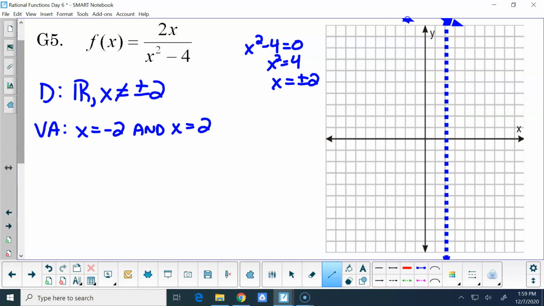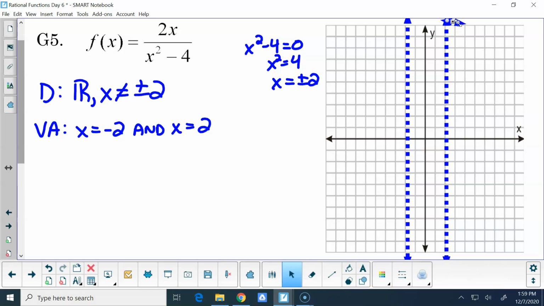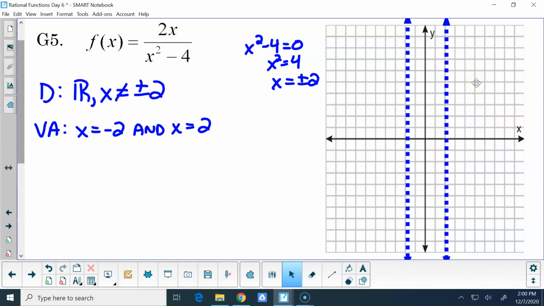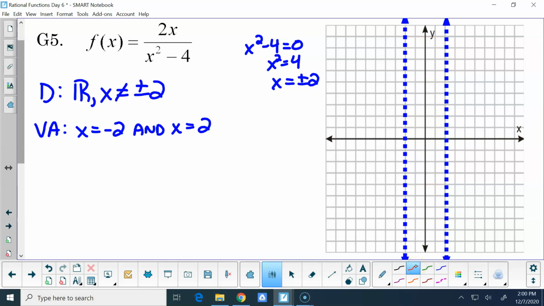Looks like we got a double extra line up there. Keep going. Okay, all right, there we go. Next step, find the horizontal asymptote. I have an exponent of 1 on the top. I have an exponent of 2 on the bottom. That is a small over big case. So that is going to be a horizontal asymptote of y equals 0.